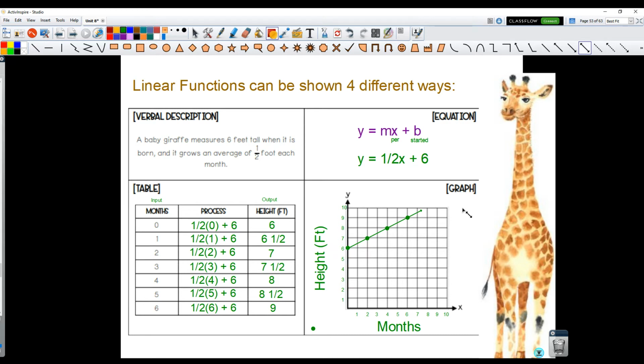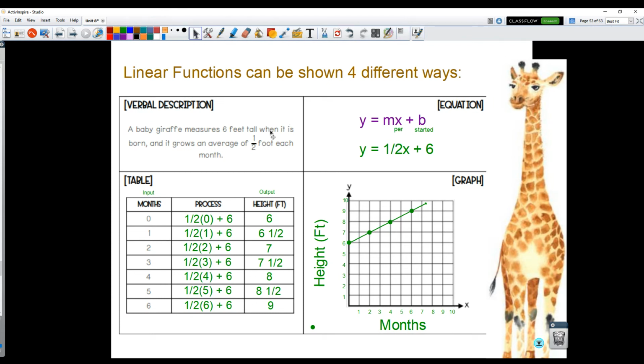We're only talking about the exact same line in each one of these situations, and that we can jump between them. If you're given a graph, you can find all of the other information. If you're given an equation, you can create a verbal description, find a table, create a graph. So you can jump through all of these different ways to represent a line.